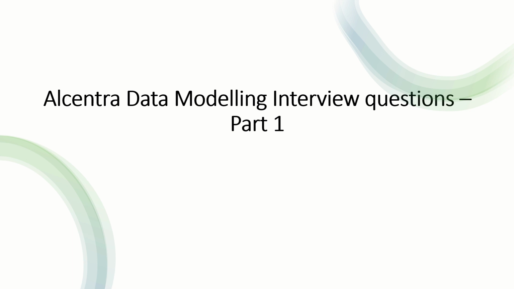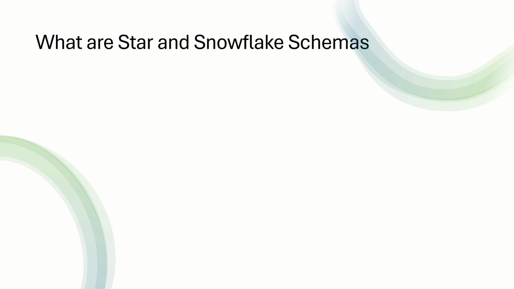Since there were a lot of questions asked, I grouped all the questions into multiple videos. So in this first part, the first question they asked me was: what are the different types of schemas you use in your data warehouse while you build a data warehouse? So let's see what those are. Basically, those are nothing but star and snowflake schemas.